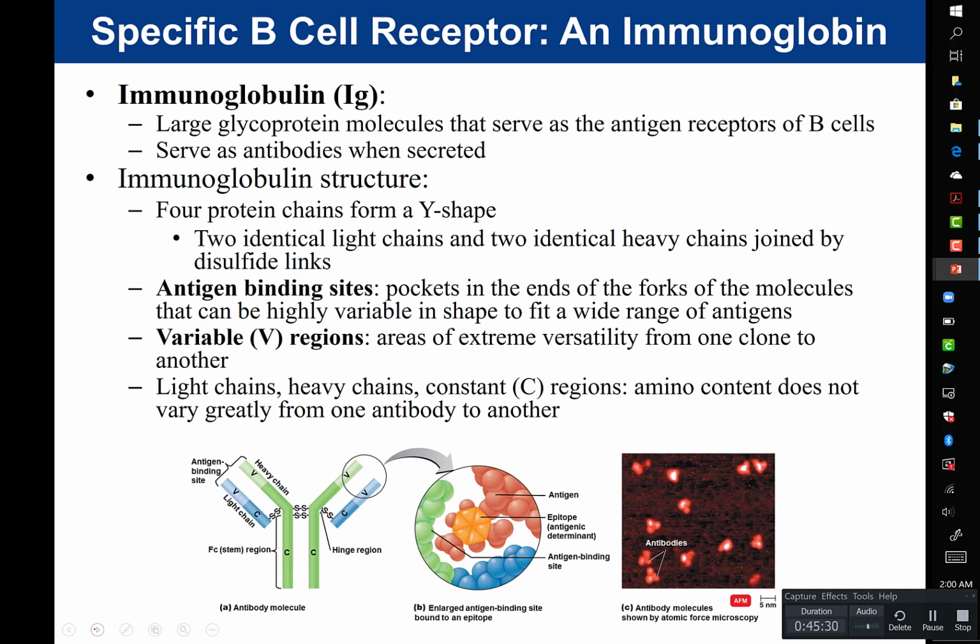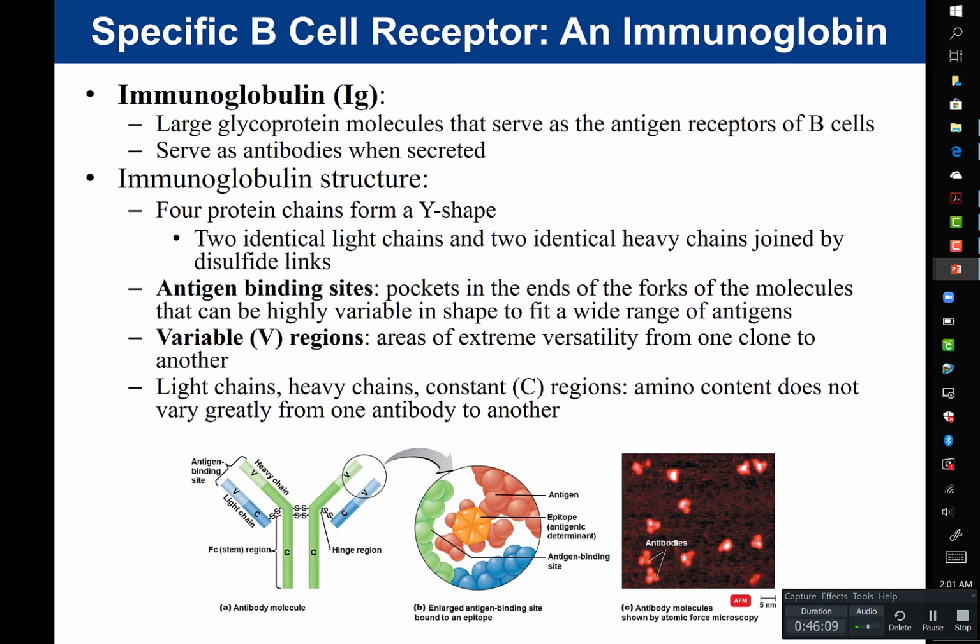If they are secreted and released from the plasma cells, which are a specific type of B cell, then we call them antibodies. If we look at the structure of an immunoglobin, it is a 4-protein chain that forms a Y shape. It has 2 heavy chains and 2 light chains. The heavy chains are called heavy because they have a higher molecular weight. The light chains have a smaller molecular weight. So an antibody has 2 identical heavy chains and 2 identical light chains.